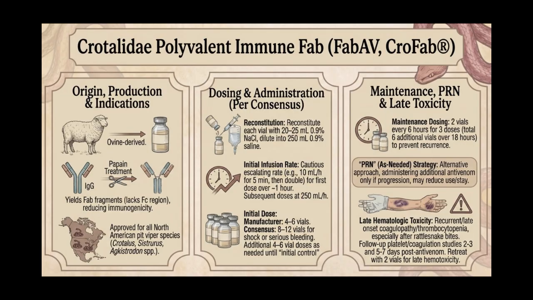Regarding initial dosing, the manufacturer recommends administering 4 to 6 vials initially. However, an evidence-based consensus suggests that 8 to 12 vials may be appropriate for patients presenting with shock or active severe bleeding. Additional 4 to 6 vial doses may be given as needed until initial control of envenomation effects is achieved. Initial control is defined as the cessation of local tissue venom effects, a clear trend toward improvement in blood-related effects, and the resolution of systemic signs.